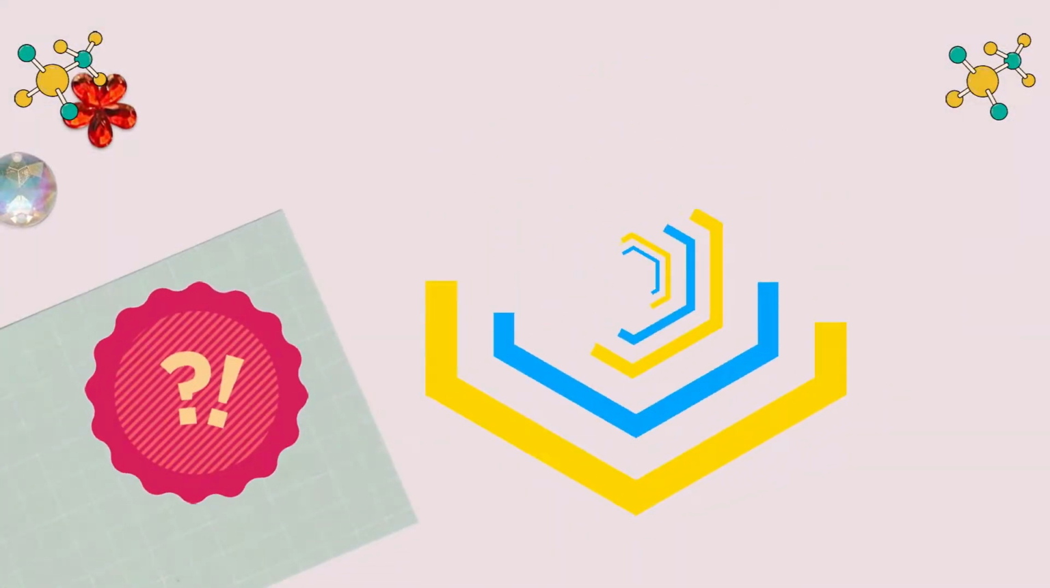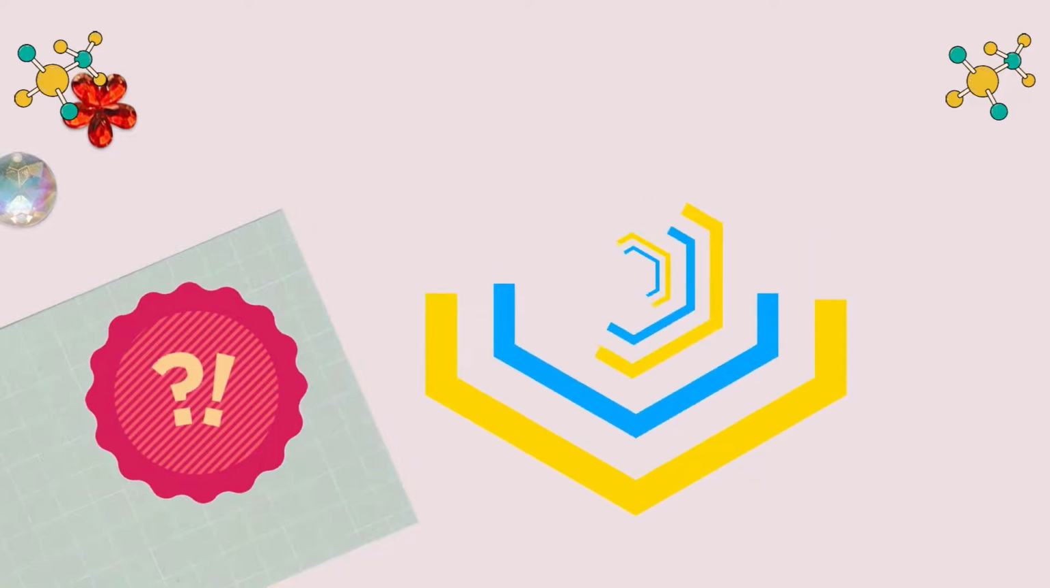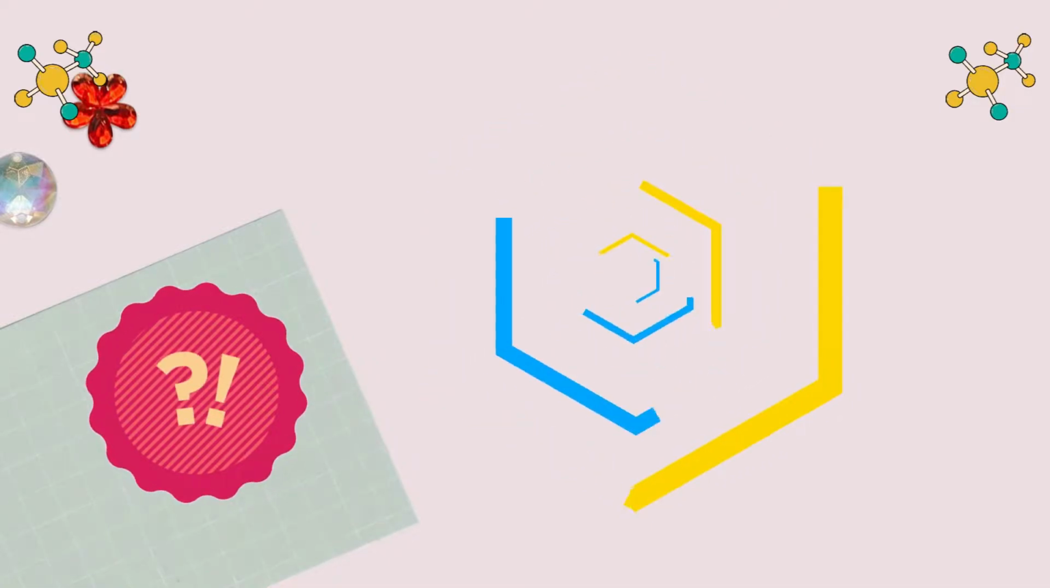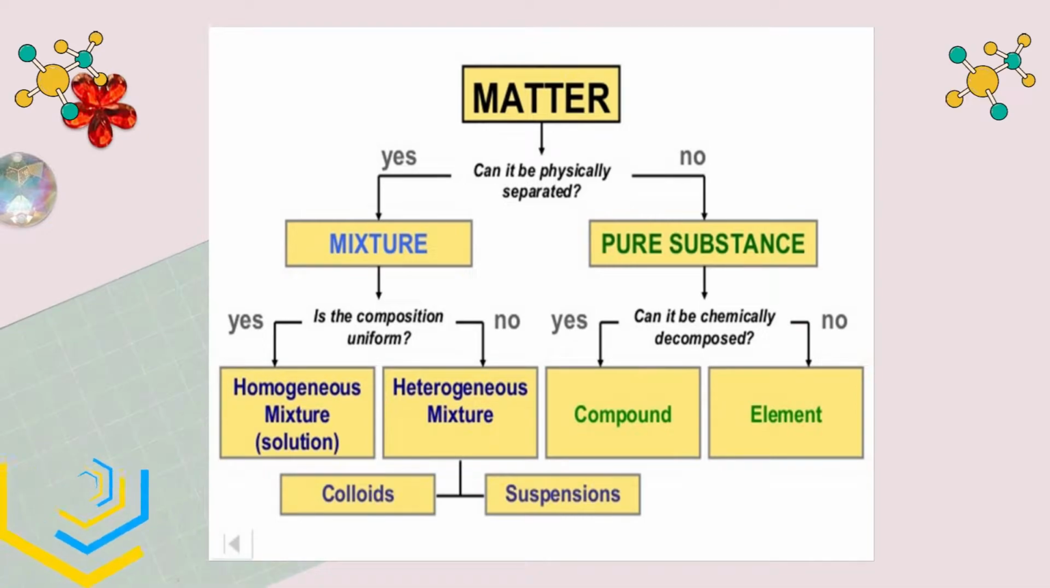What are the substances mentioned in the activity? Yes, we have hydrogen, oxygen, sodium, chlorine, water, and salt. How can we differ these substances? But before that, let's have first this matter flow chart.